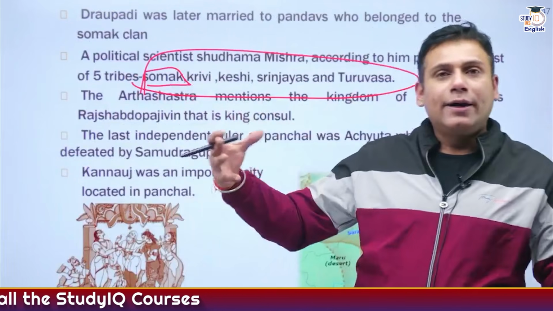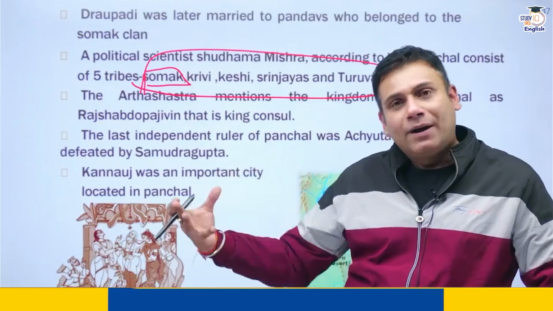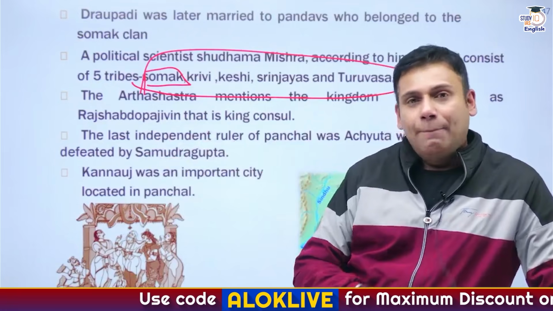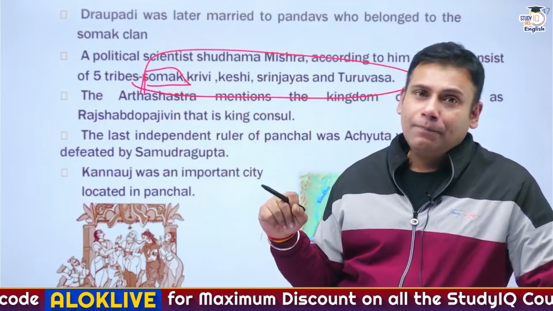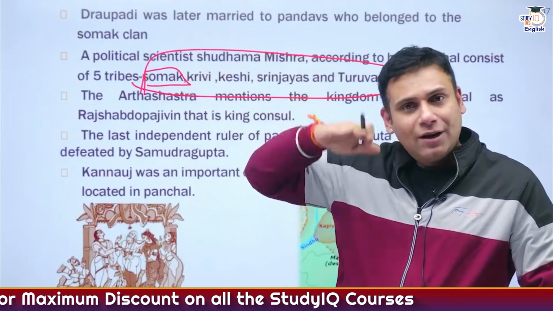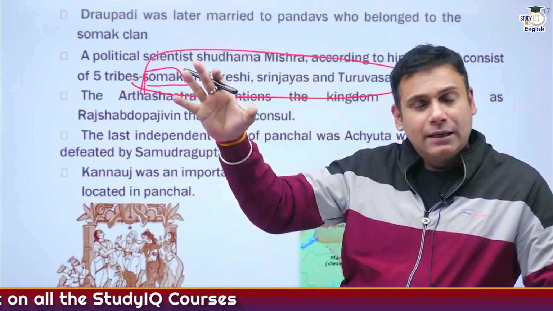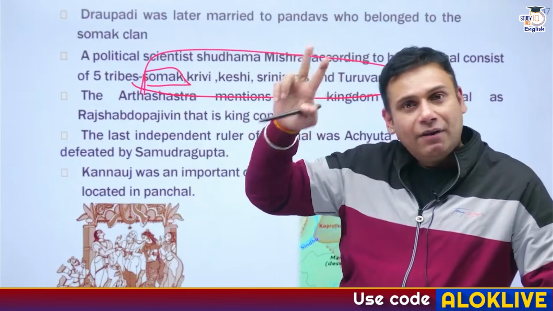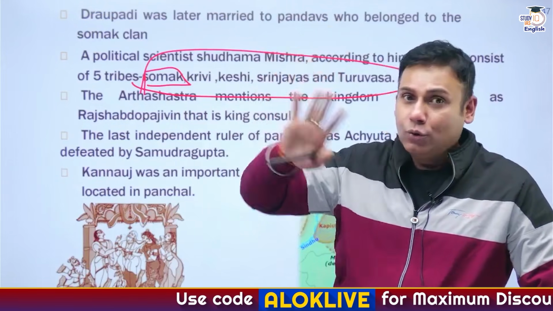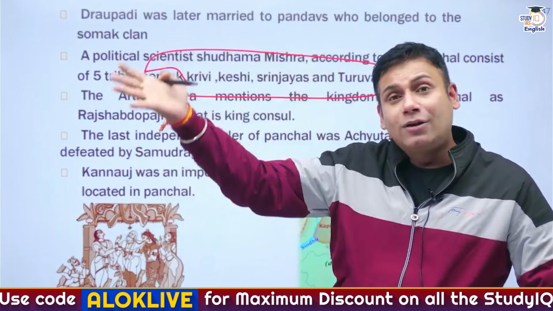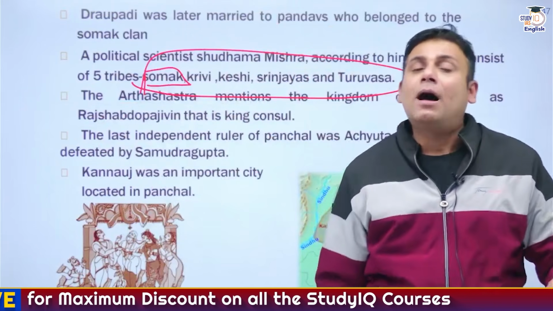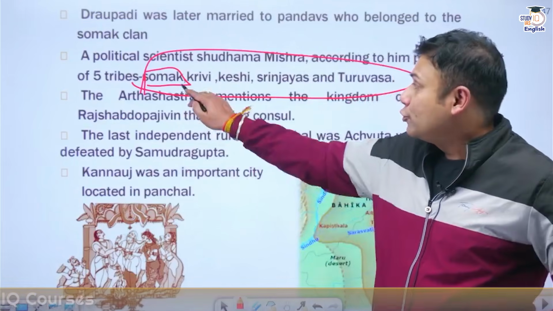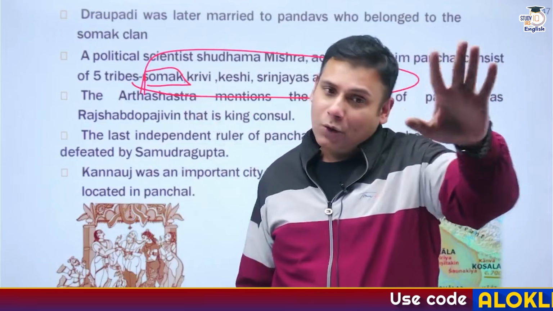Panchal is located in the western part of UP. Capital is Ahichhatra or Kampilya. It is divided into 2 parts, Uttar Panchal and Dakshin Panchal. Panchal, as the name suggests, comprises 5 tribes: Somak, Krivi, Keshi, Srinjaya and Turuvasu. The head of these tribes was Drupad and he had a daughter named Draupadi, one of the prime characters of Mahabharata. Correct? And Draupadi was married to the Pandavas and Pandavas belonged to Somak clan. Is it clear now? Okay.